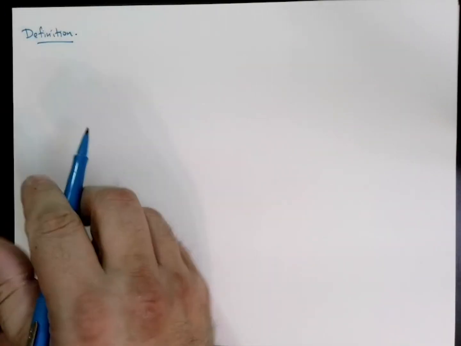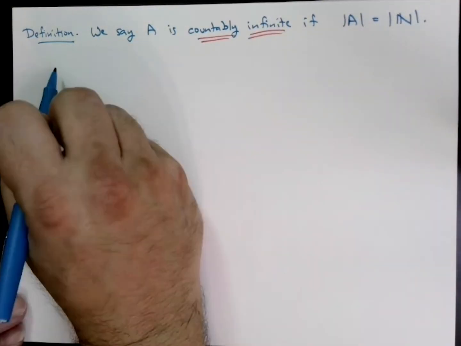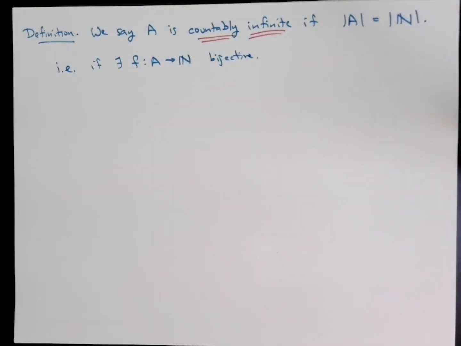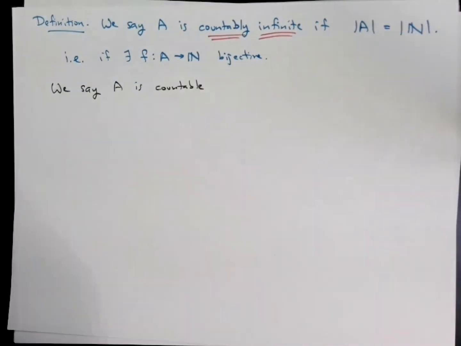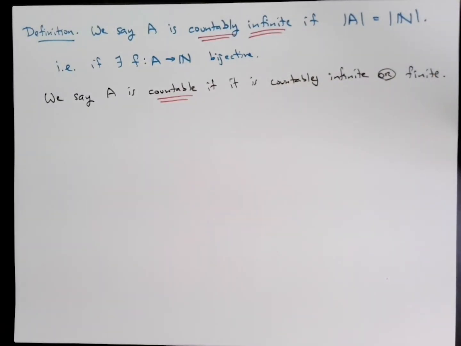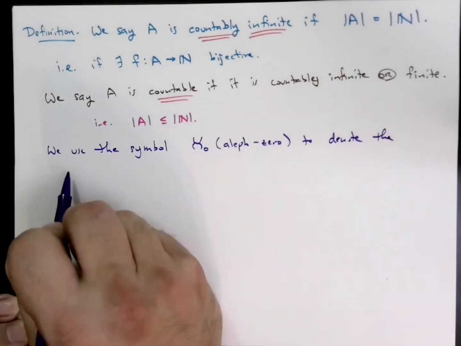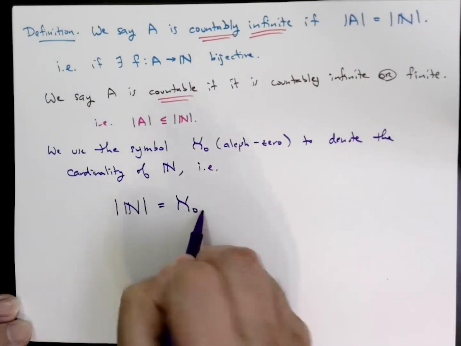Some definitions. We say that A is countably infinite if the cardinality of A is equal to the cardinality of the natural numbers. We say that A is countable if A is countably infinite or if it's finite. We will also use the symbol aleph null to represent the cardinality of the natural numbers.